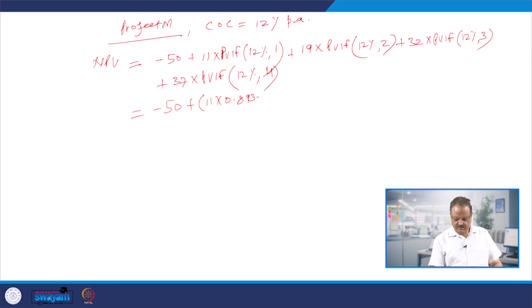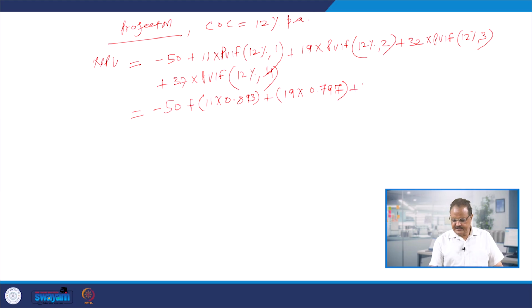This is the first factor, and then we will be taking the next one. This is going to be how much? 19 into the value of the interest factor for 12% and for the period 2. So this is going to be 0.797, right? And we are going to close it.